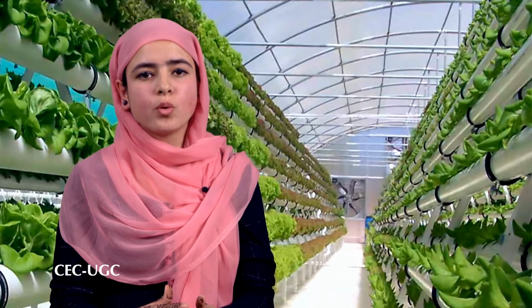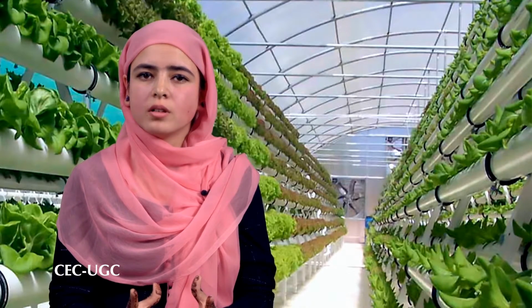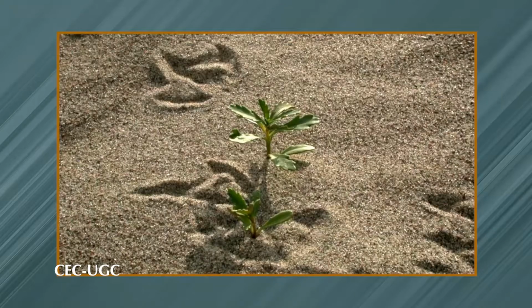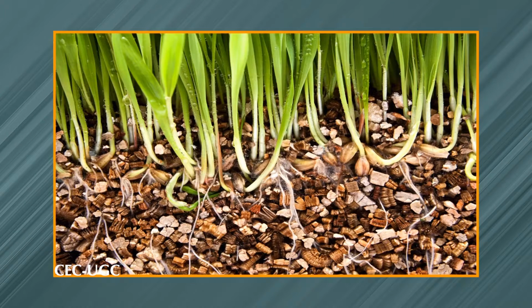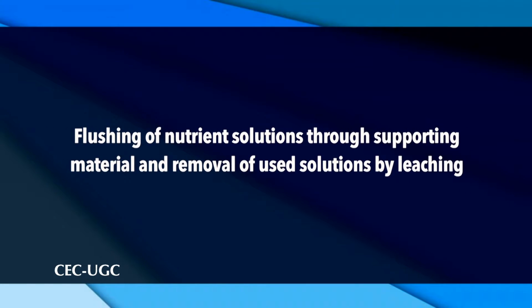different types of supporting materials can be used. As an example, plants can be grown in a supporting material such as sand, gravel, vermiculite or expanded clay, that is kitty litter. This is followed by the flushing of the nutrient solutions through the supporting material and removal of the used solutions by leaching.